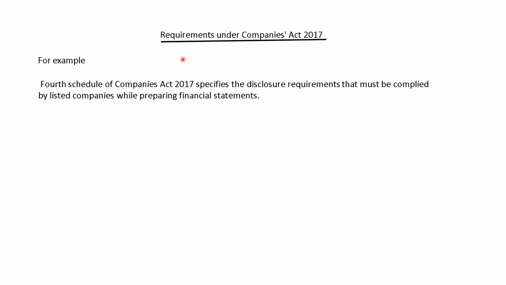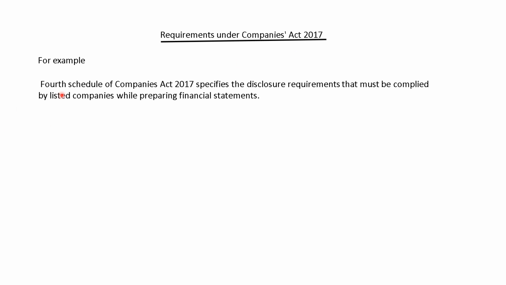Another major cause of differences in the financial statements of Pakistani companies when compared to the textbook material is the requirements of the Companies Act 2017. The companies in Pakistan have to prepare their books of accounts and financial statements in accordance with certain requirements which are laid down under this act.